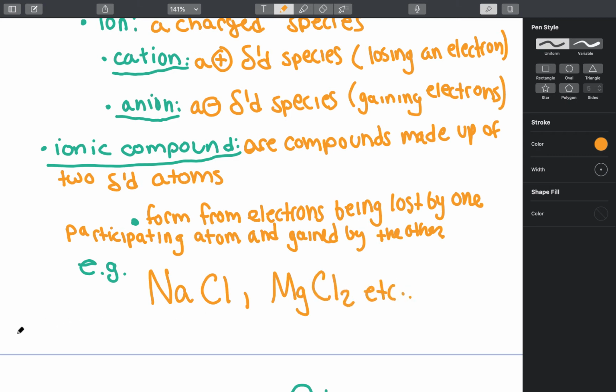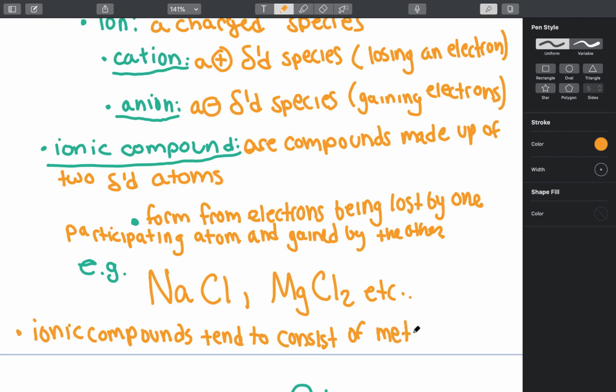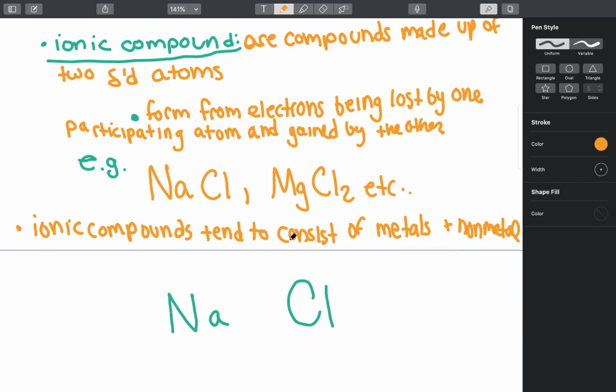It's important to note that ionic compounds tend to consist of metals and non-metals. So when you see a metal and a non-metal together in general chemistry, think of an ionic compound. I want to look more into how this works, how the electrons are lost and gained, through a figure.